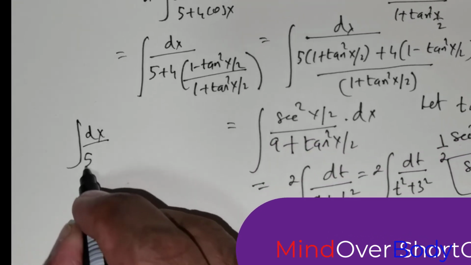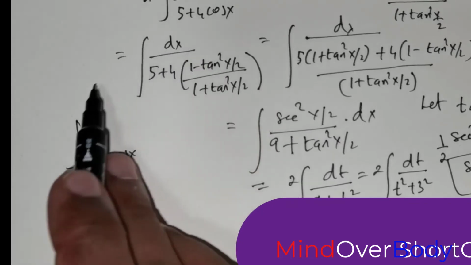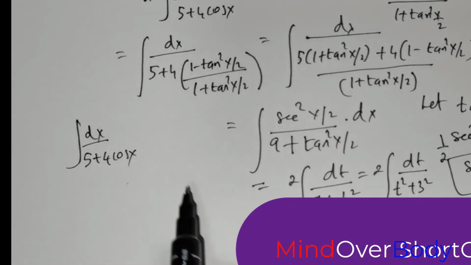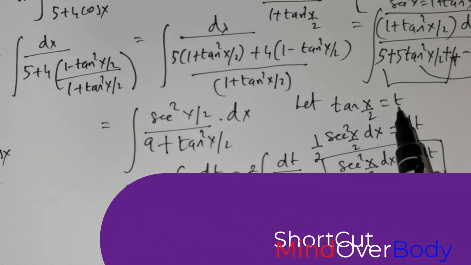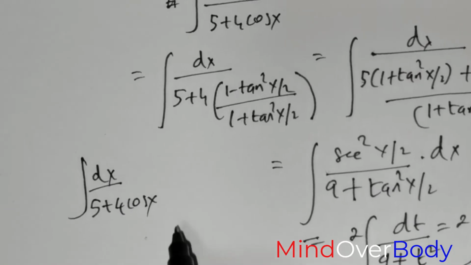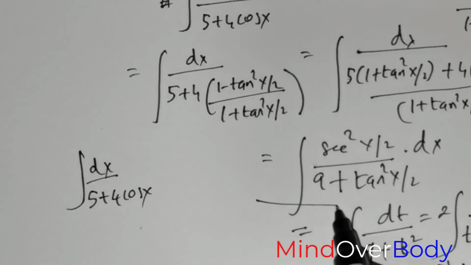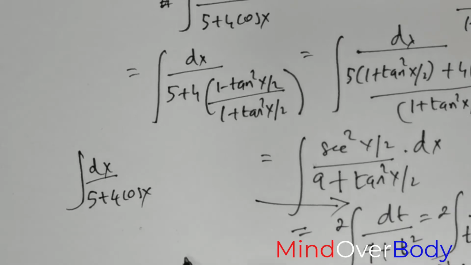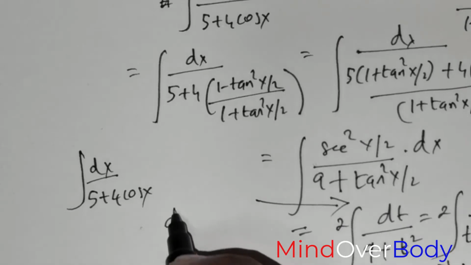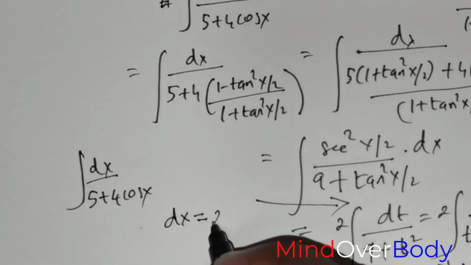Integral dx over 5 plus 4 times cos x. Now we would be able to achieve the solution if and only if we make the substitution for tan of x over 2 equal to t and convert this quantity that we see here to t. But with the following substitution we can directly achieve this step. So how is it done? Now, in place of dx, we make the substitution as 2 times dt.